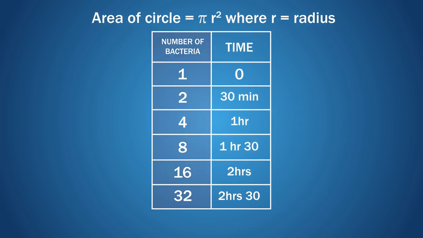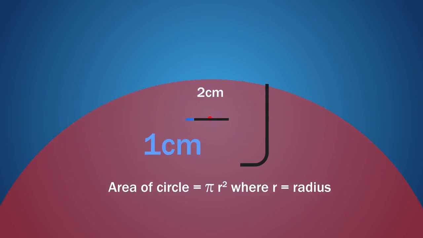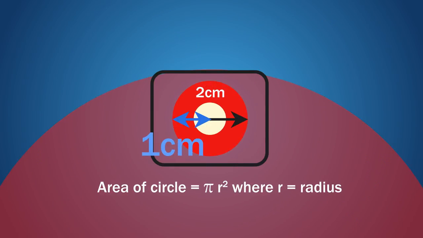So now we know how to calculate the number of bacteria in a population after a certain time, using the mean division time and listing out the number of bacteria and time in a table. We can also calculate the cross-sectional area of colonies or clear areas around colonies using the area of a circle, pi times r squared.